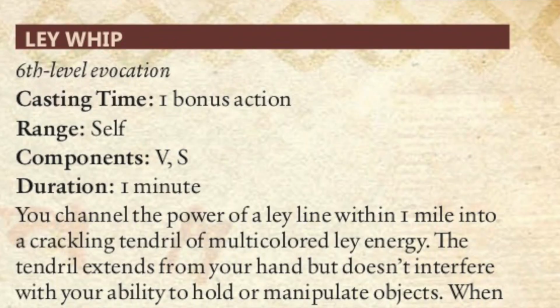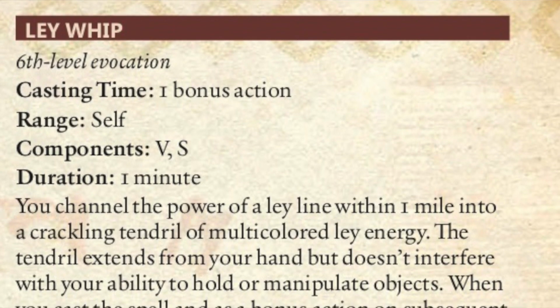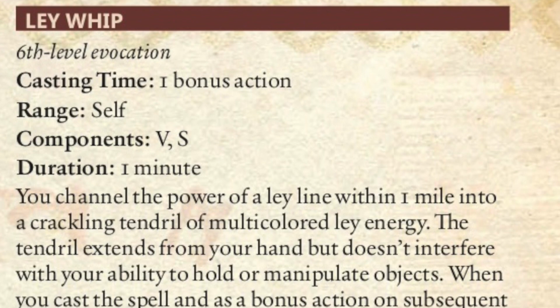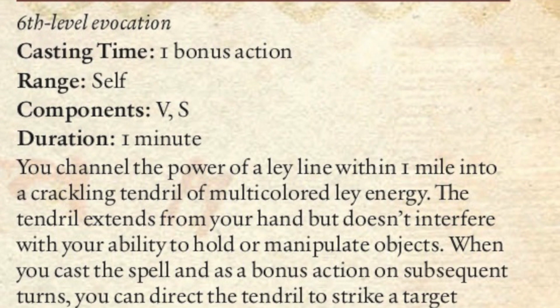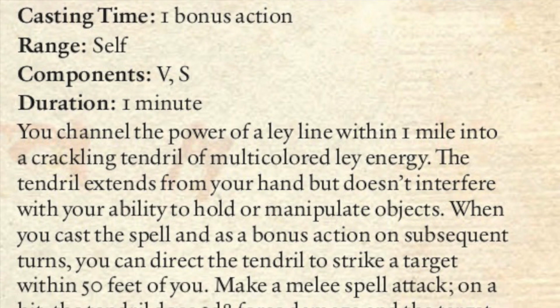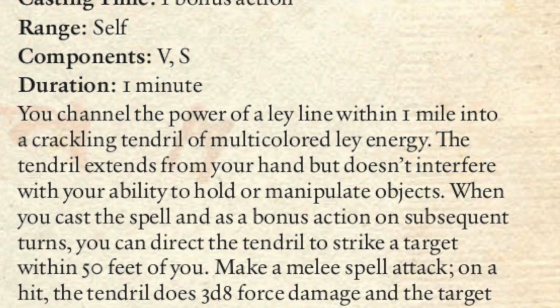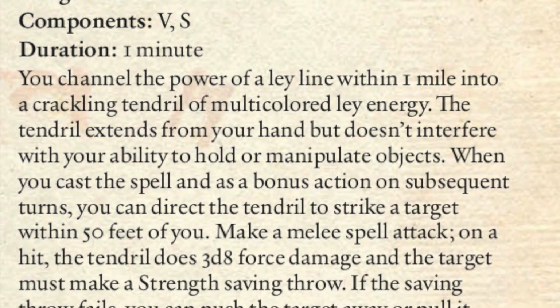Sixth level, we have Ley Whip. You cast it as a bonus action, lasts for a minute. It's not a concentration spell. You channel the power of ley lines within 1 mile into a crackling tendril of multicolored ley energy. The tendril extends from your hand but doesn't interfere with your ability to hold or manipulate objects. When you cast the spell as a bonus action on subsequent turns, you can direct the tendril to strike targets within 50 feet of you.